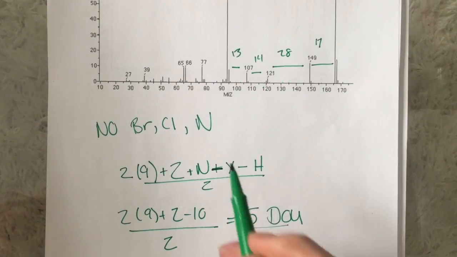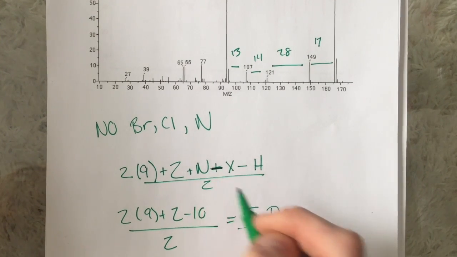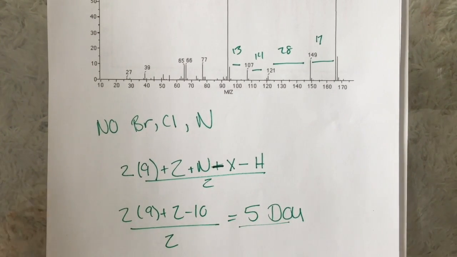I misspoke earlier, and it's actually minus halogens and hydrogens, which there were no halogens to begin with, so it did not affect our DOU calculation of saturation, which is still 5.